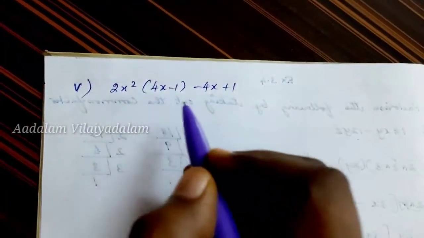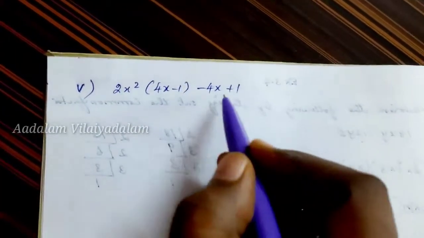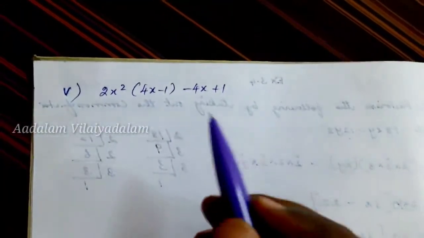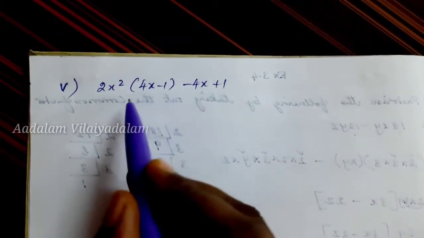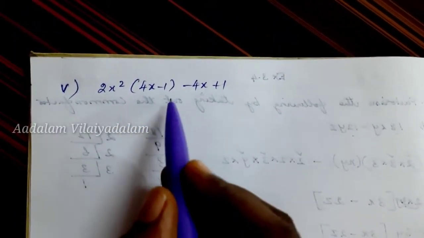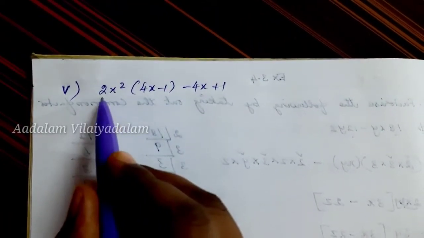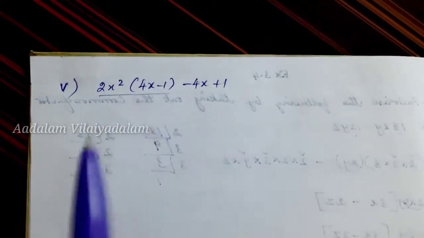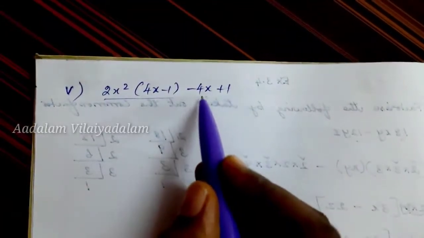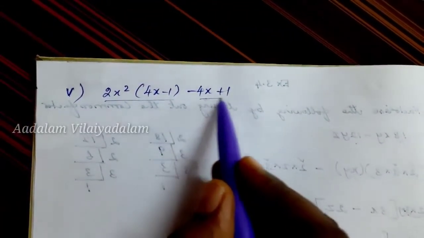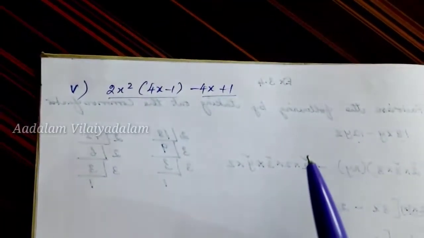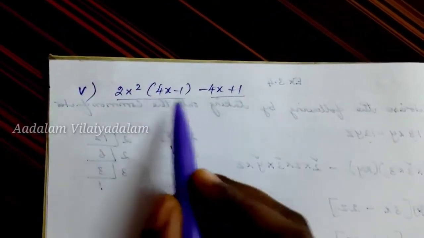Now look at the fifth subdivision, 2x² (4x − 1) − 4x + 1. In this expression, there are two terms. Can you find them? 2x² into (4x − 1) is one term, then −4x + 1 is the other term. Just compare these two terms.